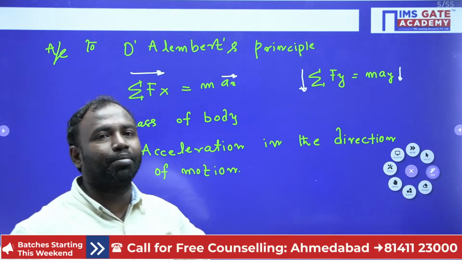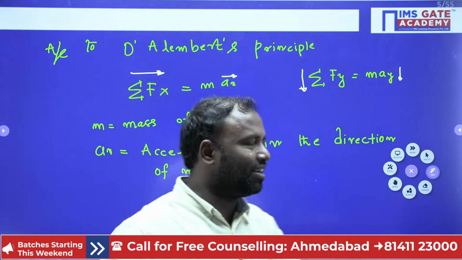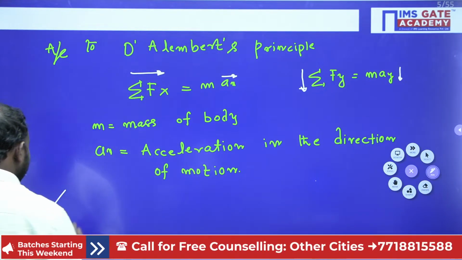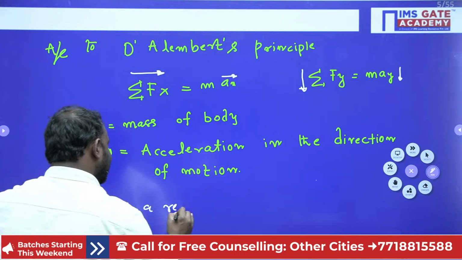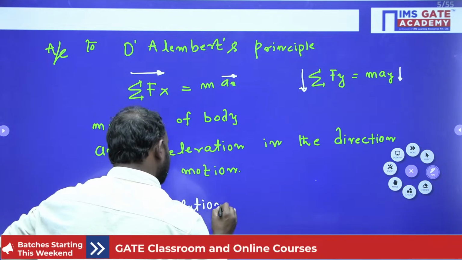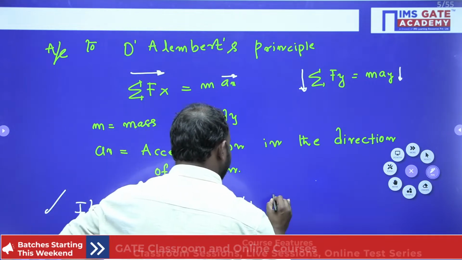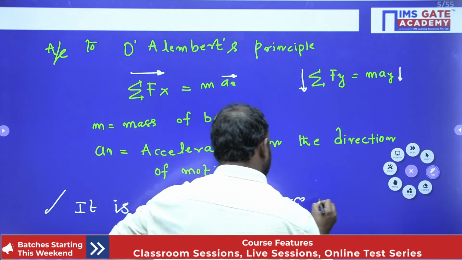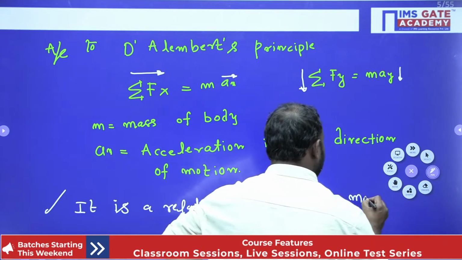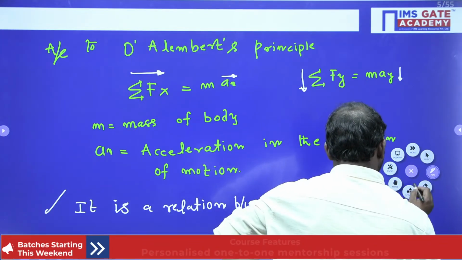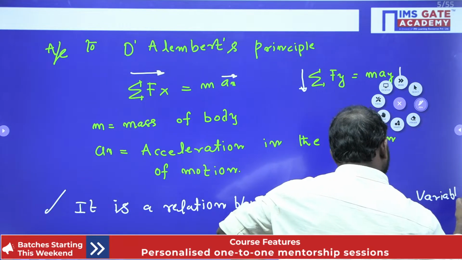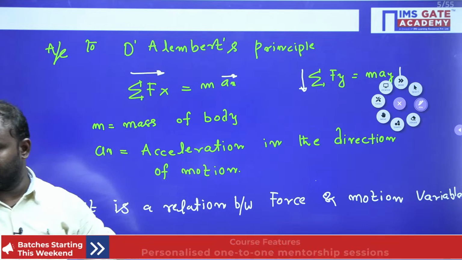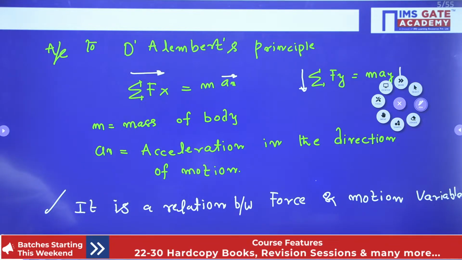Here, what is the motion variable? The motion variable is acceleration, right? I will write that point also. It is a relation between force and motion variable. Clear, everybody? I hope everybody understands.